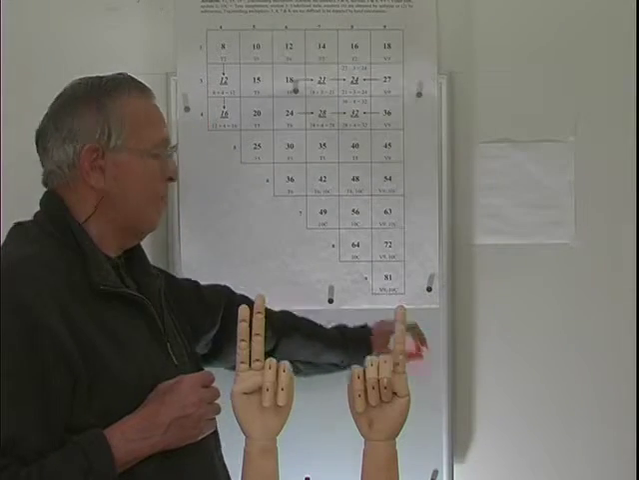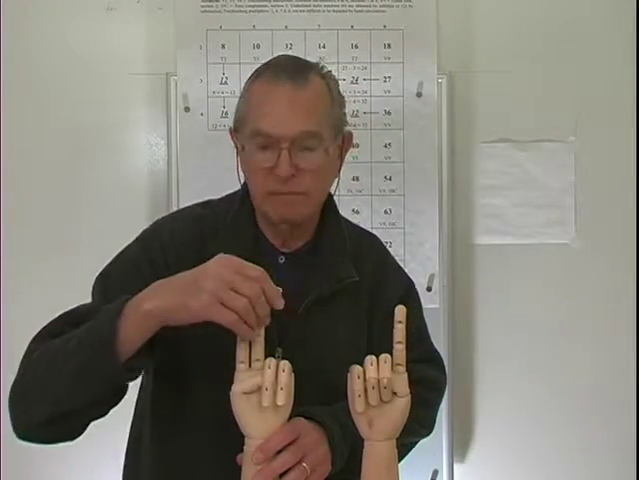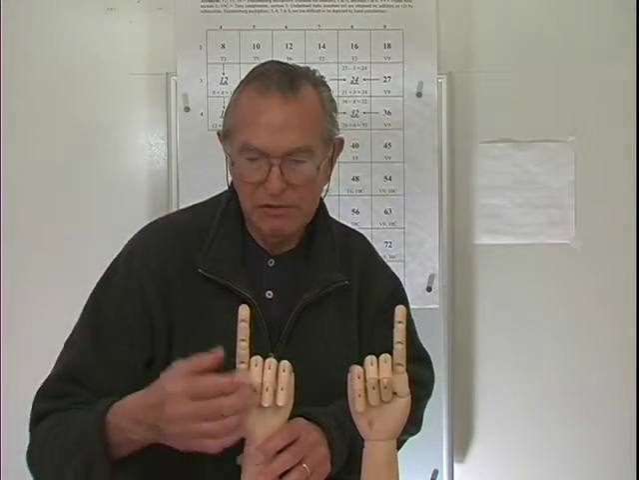Just one more. What about 9 times 9? This is already a 9. So there it is. 9 and 1 is 10, the tens complement. Multiply 1 times 1.